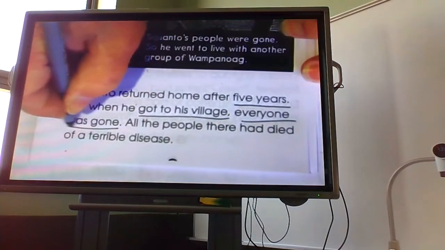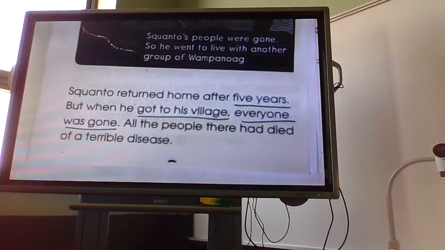Everyone was gone. See, I'm not writing everything down. I'm not copying everything. I'm just getting little phrases out of there. Because when I write it and when you write it, we're going to add different words into it, so that it's not copying what they wrote, which is called plagiarism. So we're putting our notes down so that we can write it in different words.